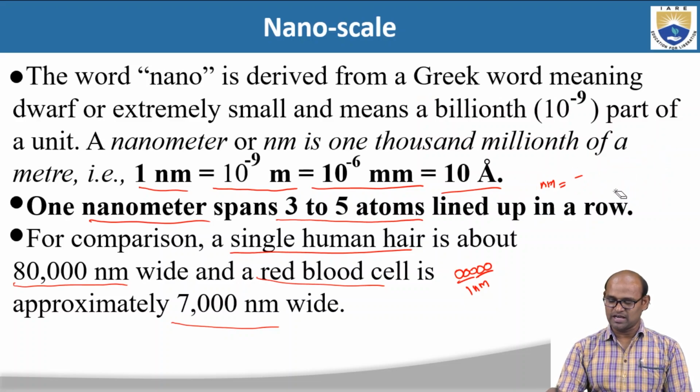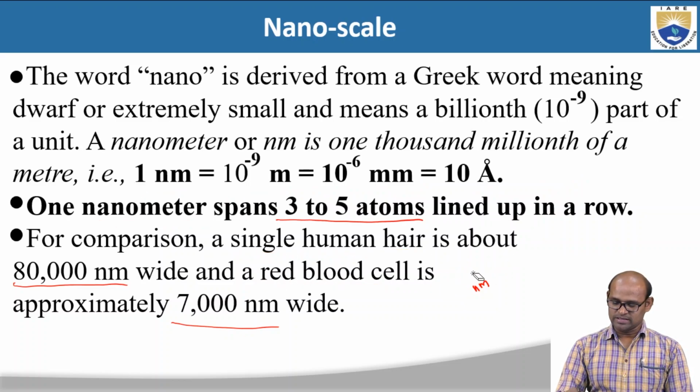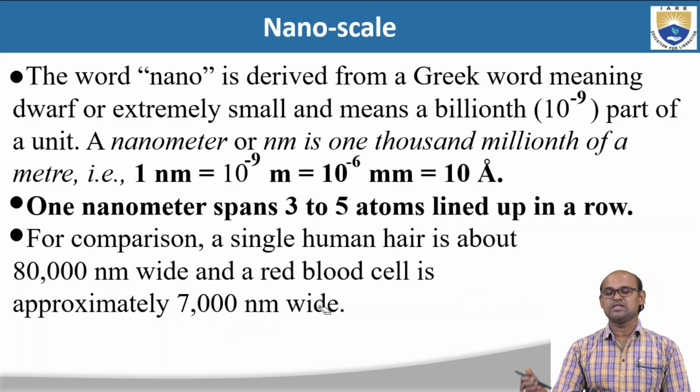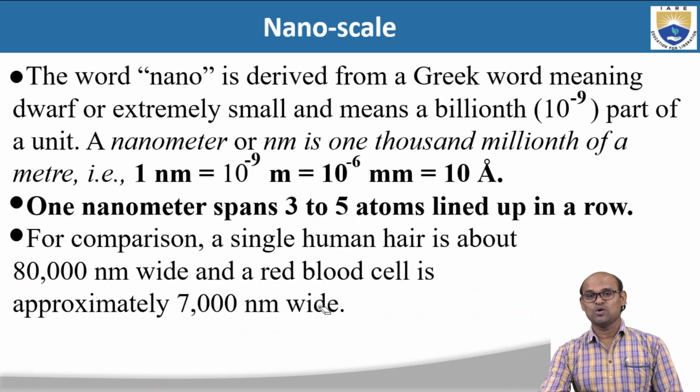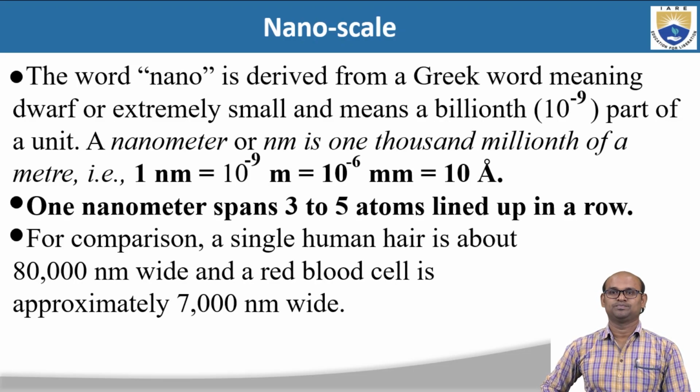That is why it is derived from the Greek word for dwarf, or extremely small. Nano means dwarf or extremely small. A human hair is around 80,000 nanometers. So a nanometer is very, very small.